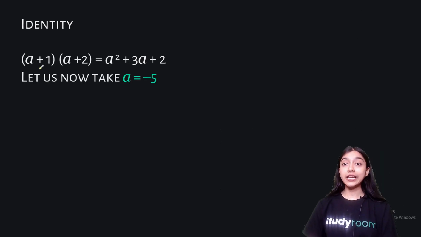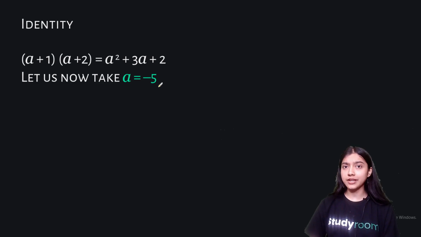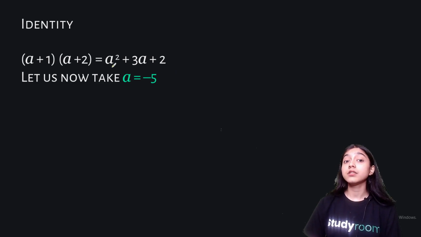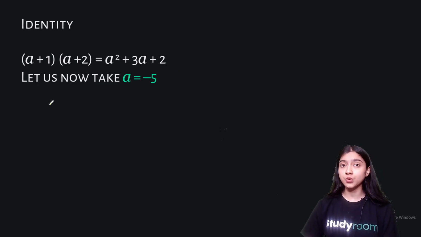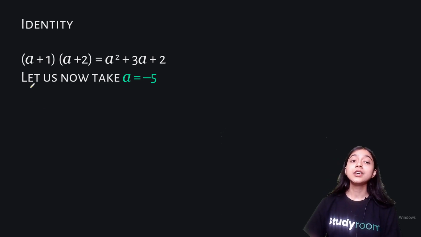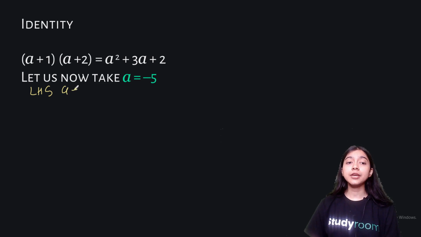Here we have another identity. a plus 1 multiplied with a plus 2 equals a square plus 3a plus 2 on the right hand side. And here let us try putting a is equal to minus 5 on the left hand side and right hand side. And let us see whether this equation that has been given to us is an identity or not. So let us write LHS. LHS is a plus 1 multiplied with a plus 2.